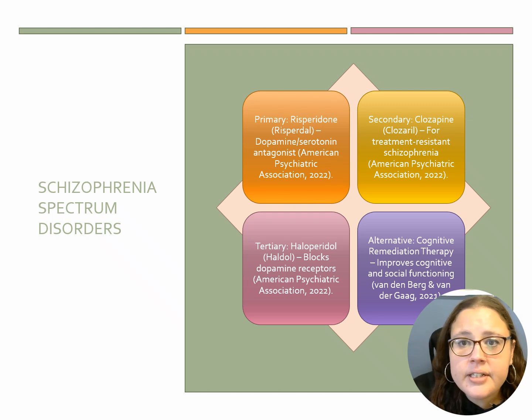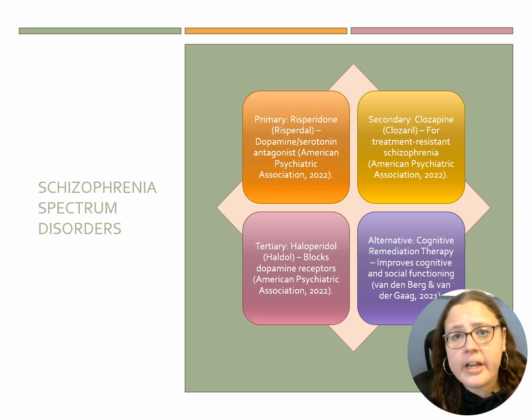If that fails, the secondary medication is clozapine or Clozaril. It's used for treatment-resistant cases. It does have excellent symptom control, but it can cause agranulocytosis, which is a dangerous drop in white blood cells, so clients need weekly blood draws early in treatment. Social workers can often coordinate those appointments and educate families on early warning signs of infection.